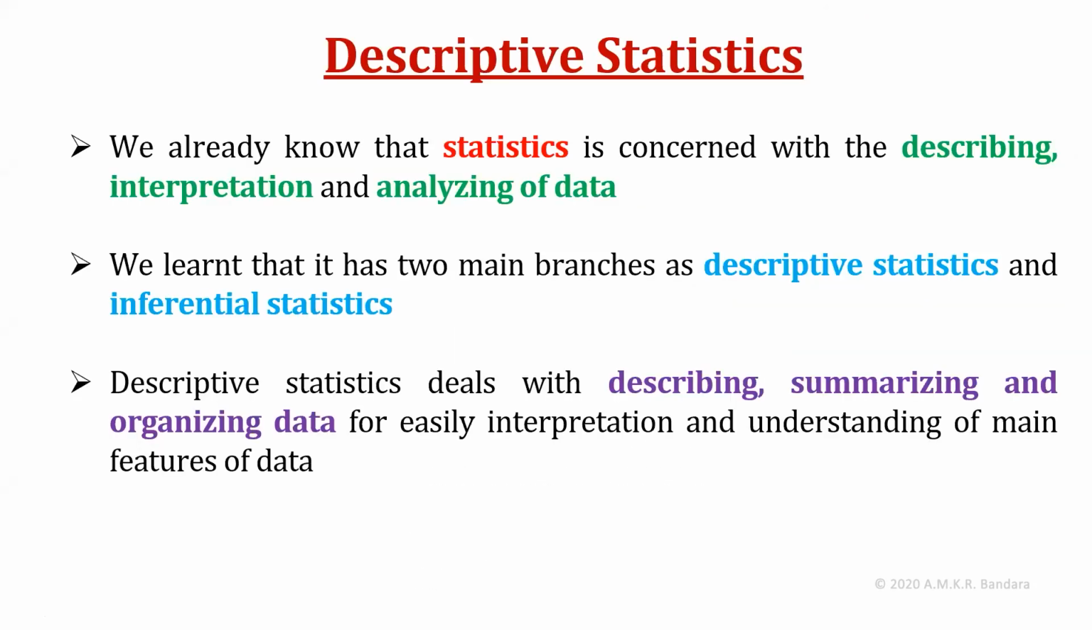We already know statistics is concerned with describing, interpretation, and analysis of data. And we already know statistics can be divided into two main branches. First branch of statistics is descriptive statistics, and second branch is inferential statistics. In the descriptive statistics, what we are doing, we are trying to explain about the data set. What is the mean of data set? What is the median? What is the variability of data set?